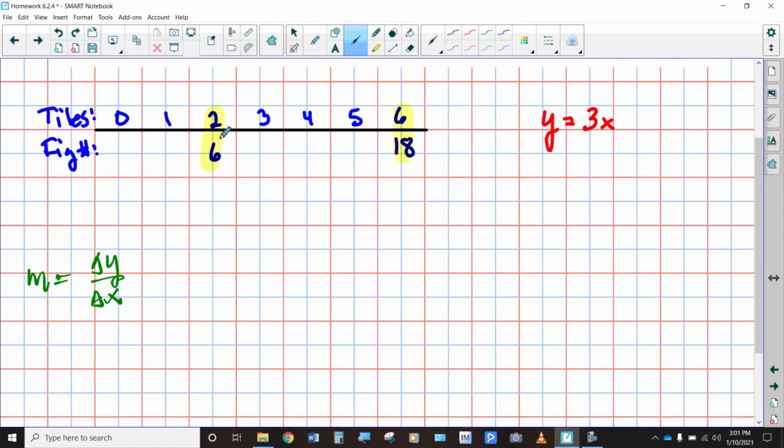So from 6 to 18, that increases by 12. To go from 2 to 6, that increases by 4. So that means that the slope ratio is going to be 3. So m is equal to 3.